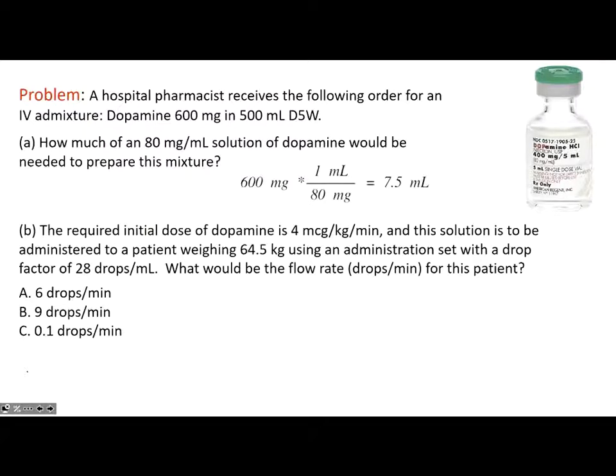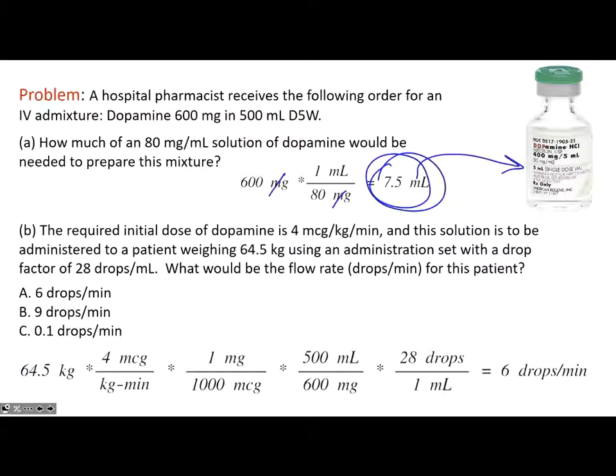Well, if I want 600 milligrams, take the dose that you want, milligrams, times the concentration as 1 mil as 80 milligrams, so that my milligrams cancel. I need to add 7.5 mils. So this is the amount of that stuff I have to put into a bag. All right? So that's what I'm going to do.